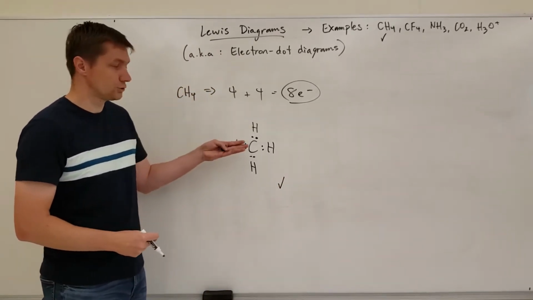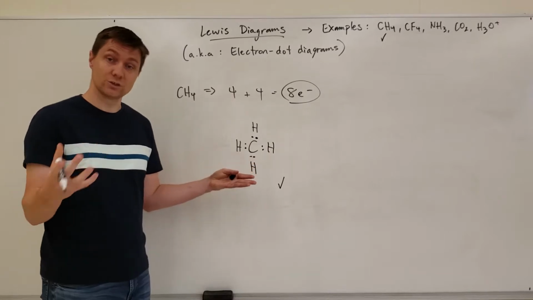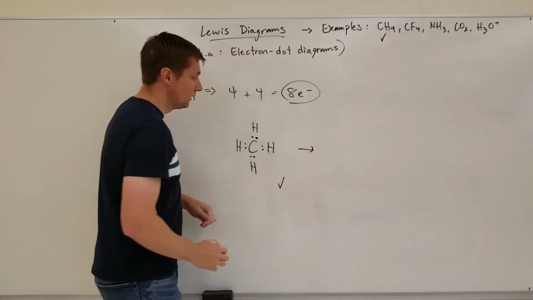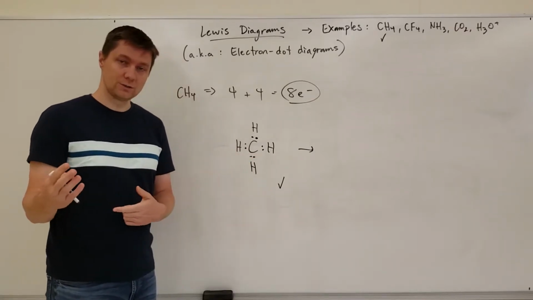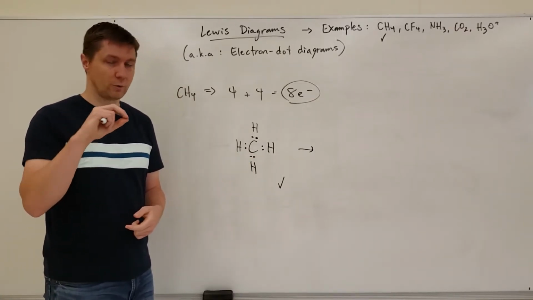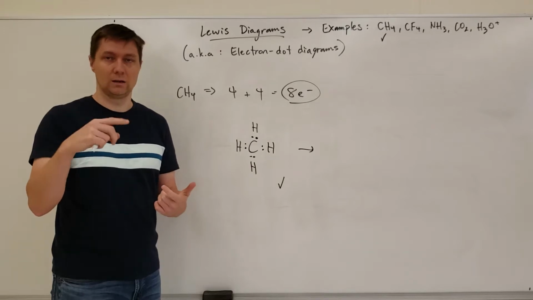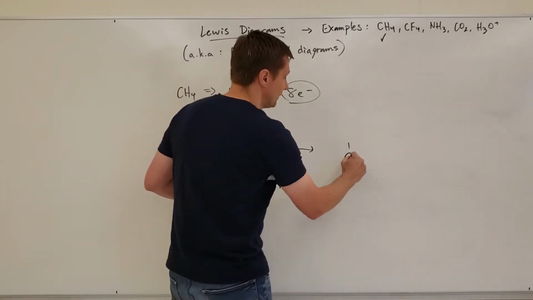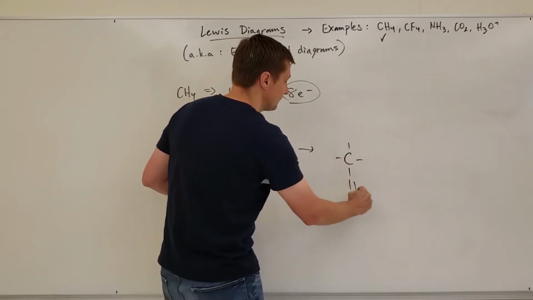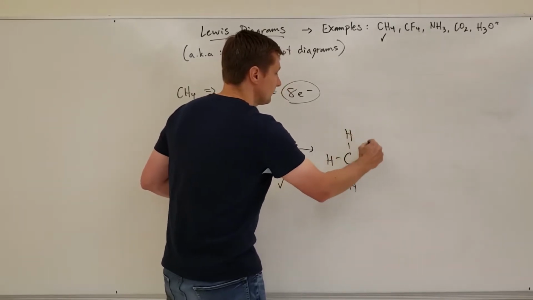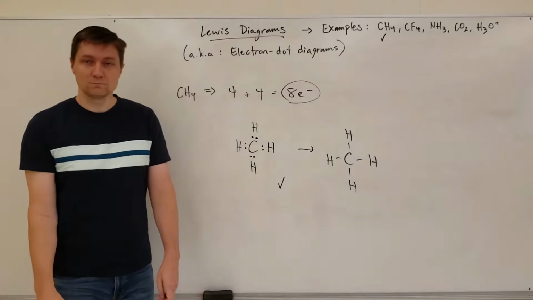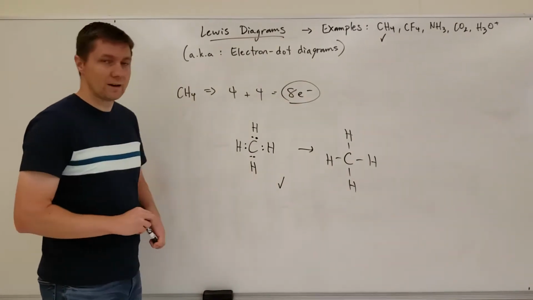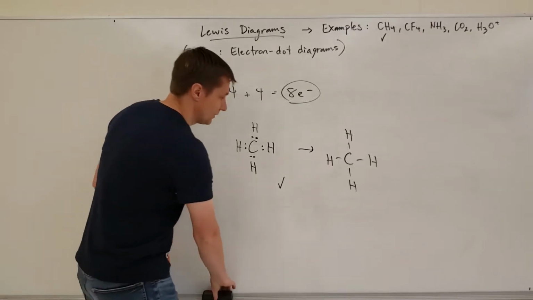Now, if I want to draw the structural diagram for this, which is also something that you need to know how to do, then each pair of electrons, so for every 2 electrons, we would replace that with 1 line or 1 stick, we oftentimes like to call it. And so the structural diagram would look just simply like that. Okay, so let's move on to our next example and illustrate some of these other rules.